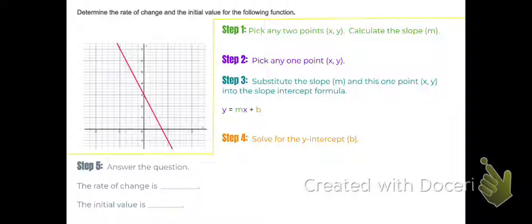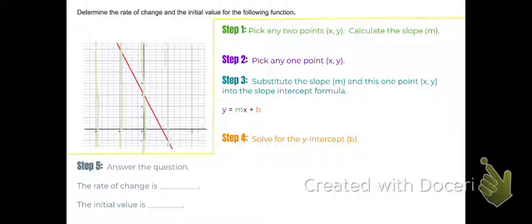Here it says determine the rate of change and the initial value for the following function, and we're given a graph of a function. So the first step is to pick any 2 points, and we're going to calculate the slope between those 2 points. Now this graph paper is a little different in that they're showing whole numbers here on the darker lines. If this is -1, -2.